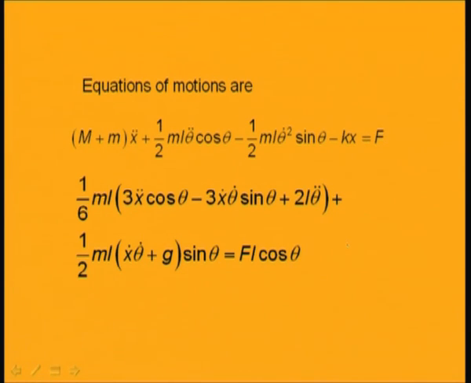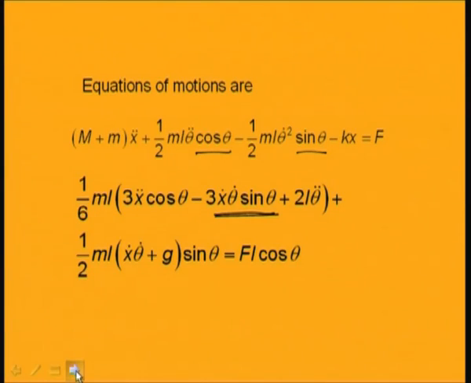In this way you can find these two equations. You just observe that these are nonlinear equations as they contain products of different terms. This nonlinear equation you may linearize to find the linearized equation. You can substitute theta to be small: cos theta equal to 1, sin theta equal to theta, and neglect the products of higher order terms, and you can write the linearized equation of motion.